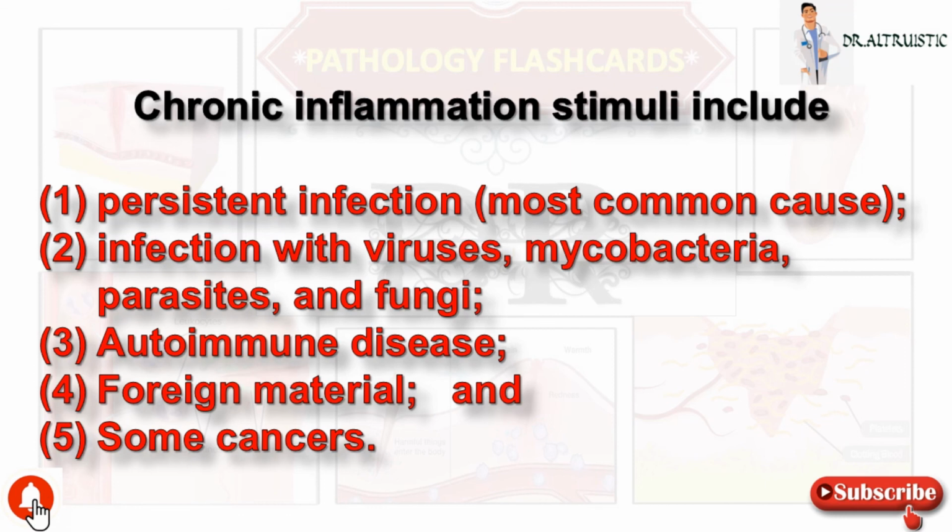Chronic inflammation stimuli include 1. Persistent infection, most common cause. 2. Infection with viruses, mycobacteria, parasites, and fungi. 3. Autoimmune disease. 4. Foreign material, and 5. Some cancers.